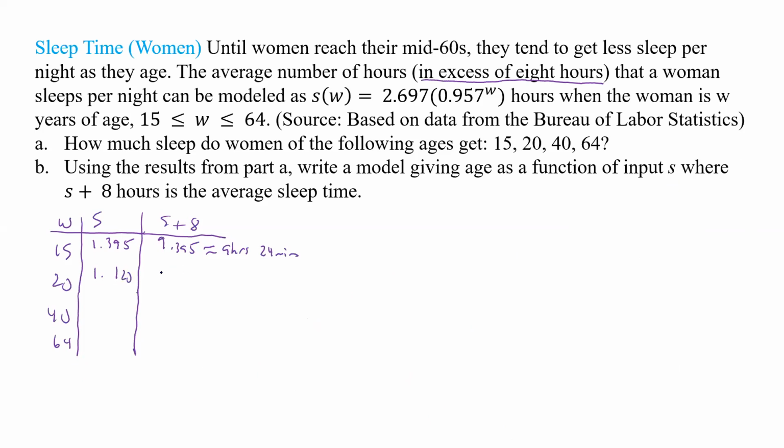And so that's going to be 9.120. And so it's going to be 9 hours, and then 0.12 times our 60. So that's 7.2. So we can say roughly 7 minutes on that one. And this one is going to be, it was the 0.465 after we rounded. So that's going to be 8.465, which is approximately 8 hours, and 0.465 times 60, 28 minutes.